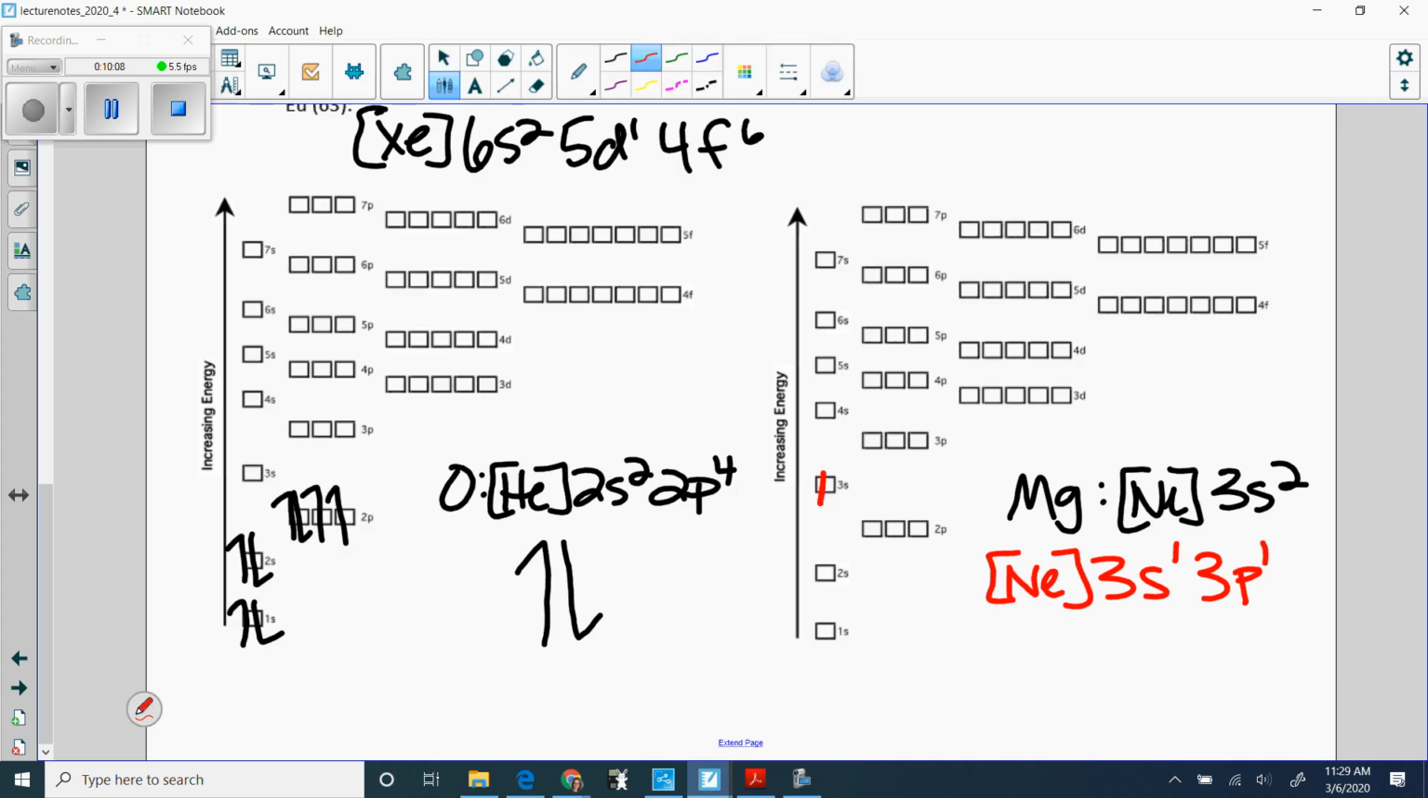Stop. Don't do what I'm doing. Do your own thing. Do it right. Check with your battle buddy. Make sure they got it right. Don't do what I'm doing. I'm going to teach you something in a second. So really, what is it? Magnesium, neon, 3s2, right? Right here. Okay, good. Draw your stuff.